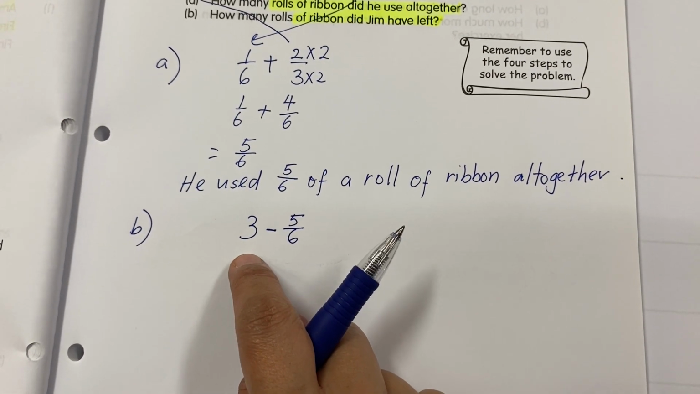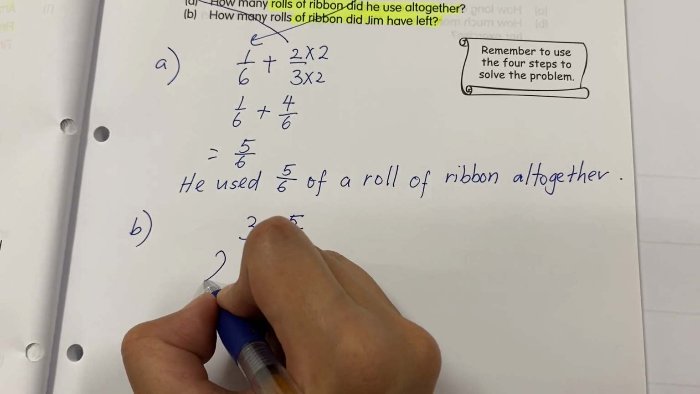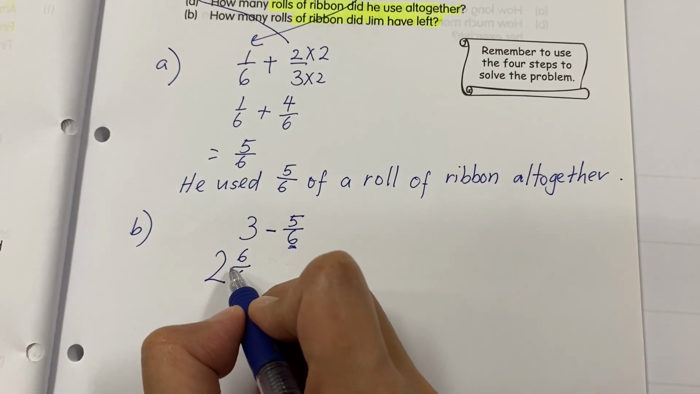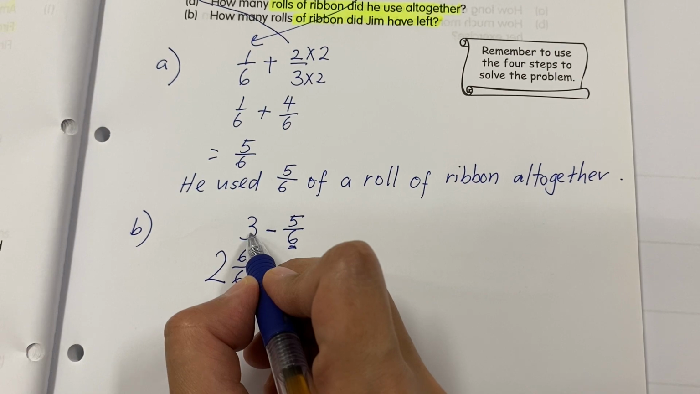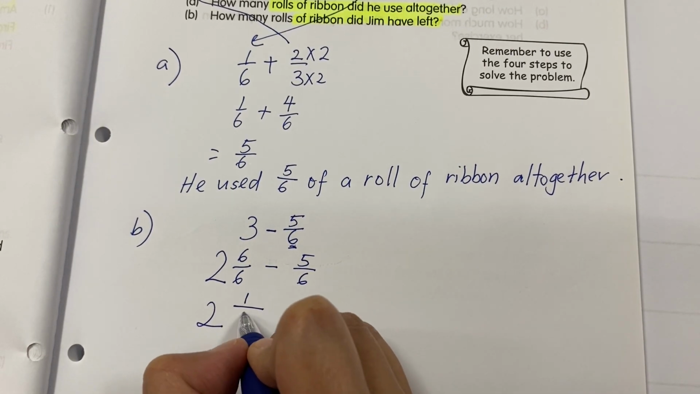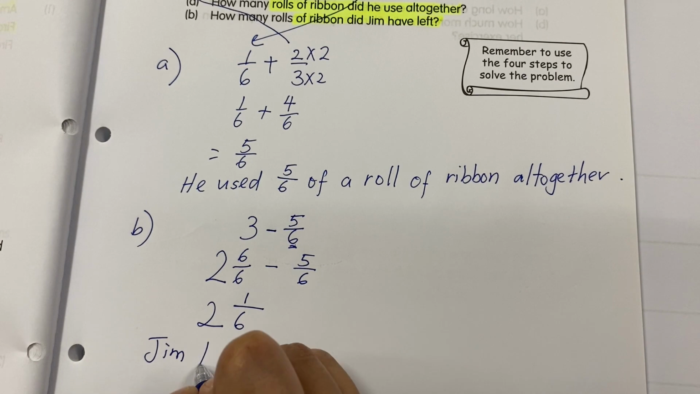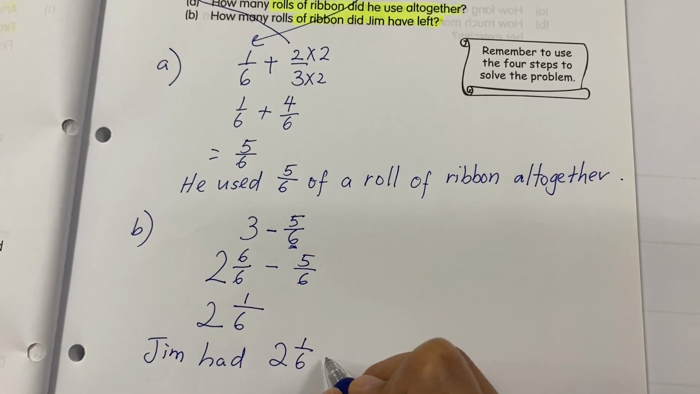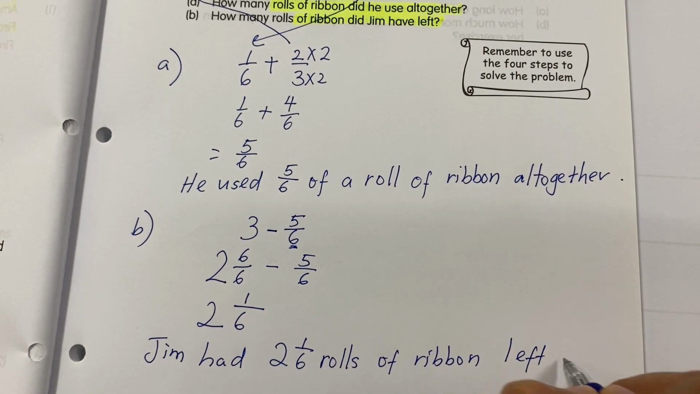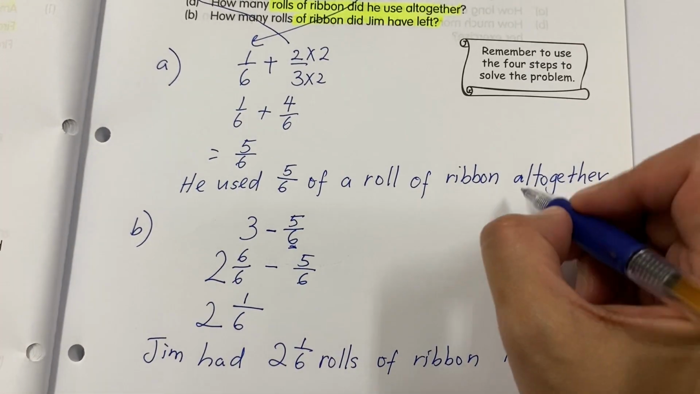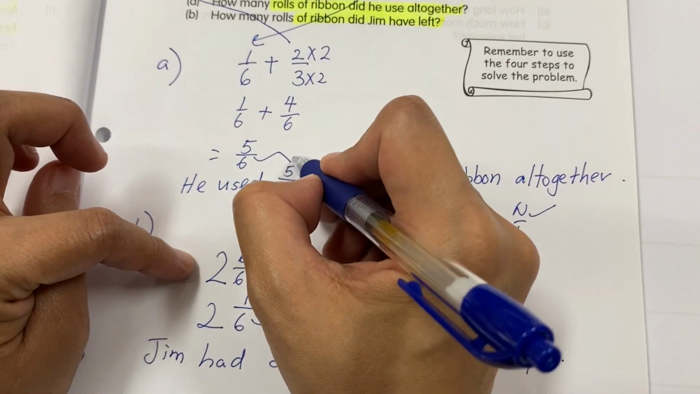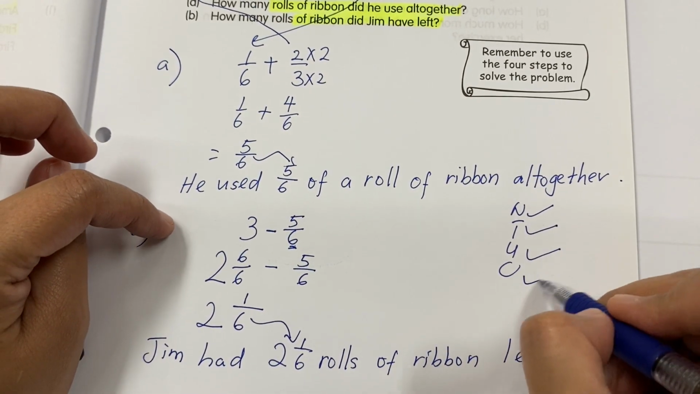What must you do with the 3 wholes? You've got to break it down into 2 wholes. And looking at the whole, it is 6 out of 6. 2 plus 6 out of 6 will give you 3 wholes. Minus 5 out of 6. So your answer will be 2 whole, 1 out of 6. So Jim had 2 whole, 1 out of 6 rolls of ribbon left. That's your answer. Then you do your NTUC, you check your numbers, transfer it properly. The unit is the rolls of ribbon, and check your work.